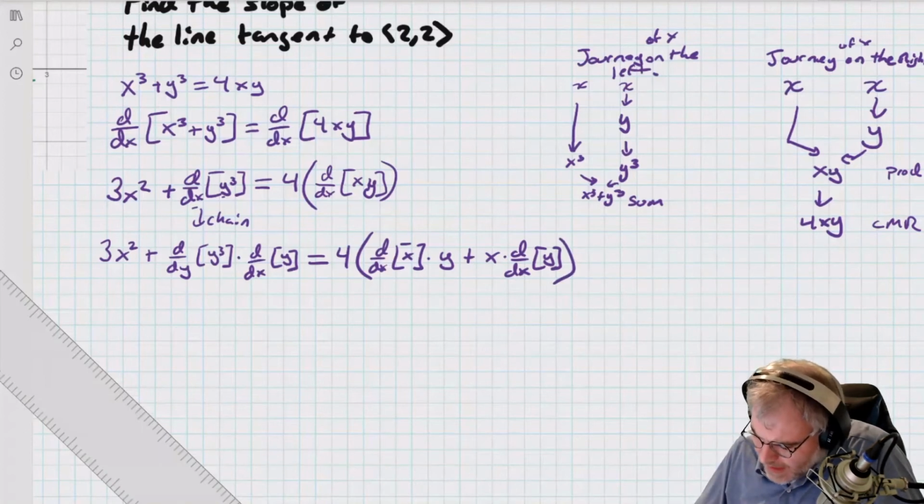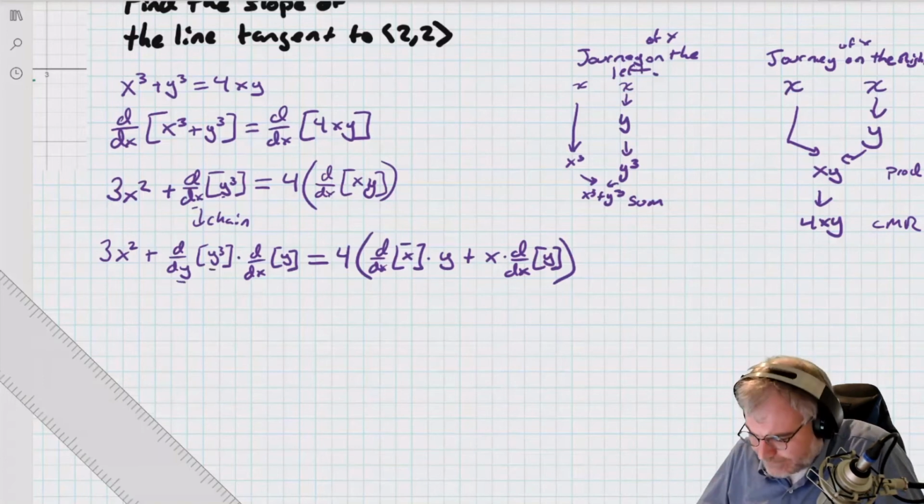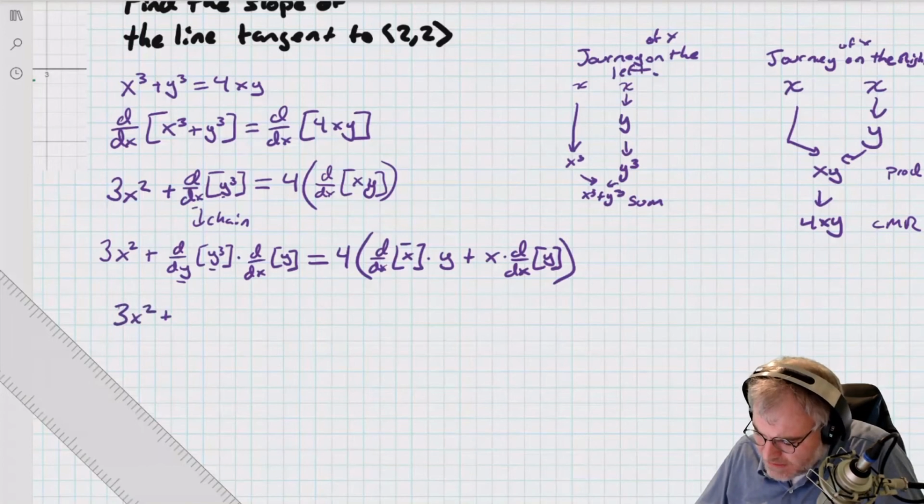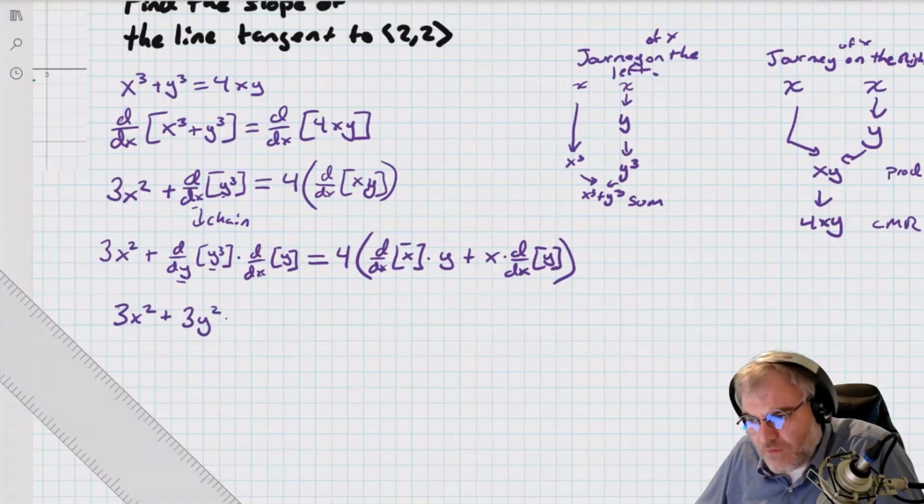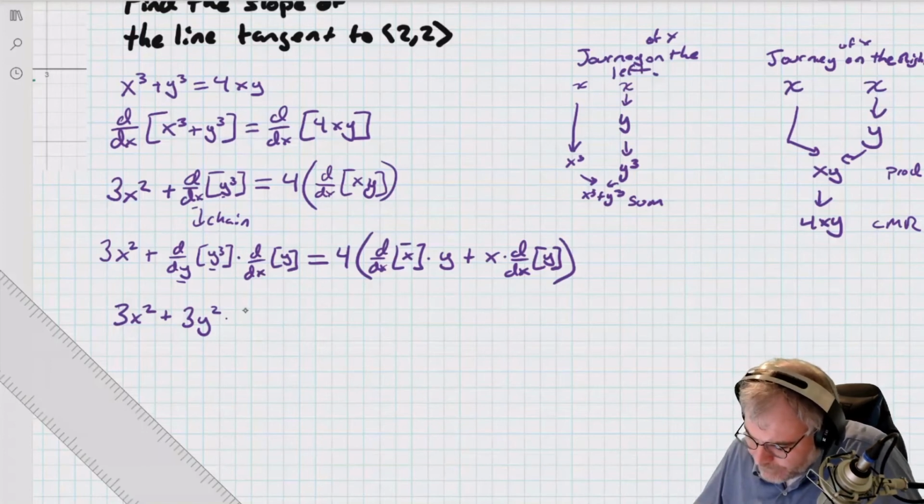Well, now I've got something going here. Now I've got a y and a y. That's okay. So I'm going to wind up with 3x squared plus 3y squared times the derivative of y with respect to x. Well, that's dy over dx equals 4 times the quantity.